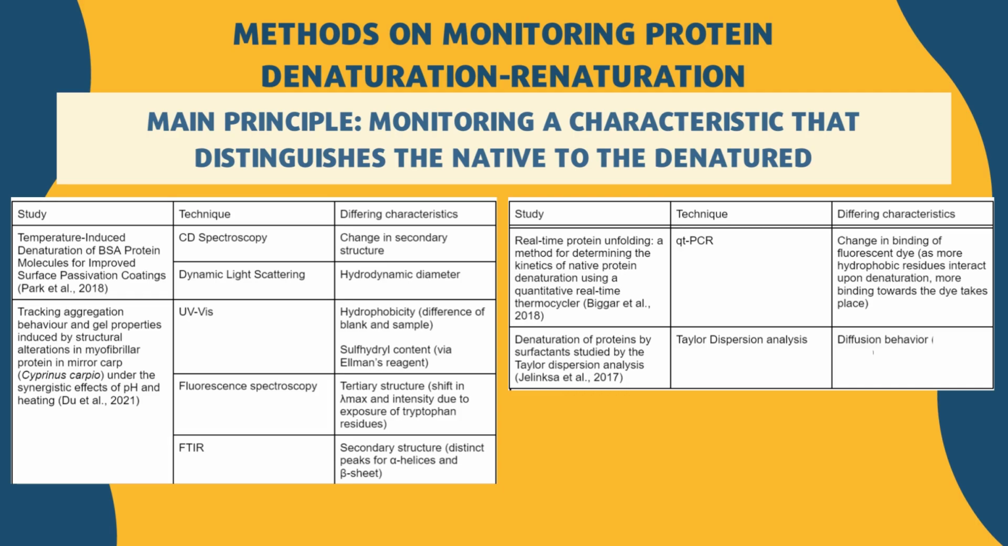FTIR was used to monitor the secondary structure by looking at the distinct peaks of the alpha helices and beta sheets. For Bigar et al., qPCR was apparently used. They monitored the change in the binding of the fluorescent dye. As more hydrophobic residues interact upon denaturation, more binding towards the dye takes place. And lastly, for Jelinska et al., Taylor dispersion analysis was done. Mainly, it was used to monitor the diffusion behavior.